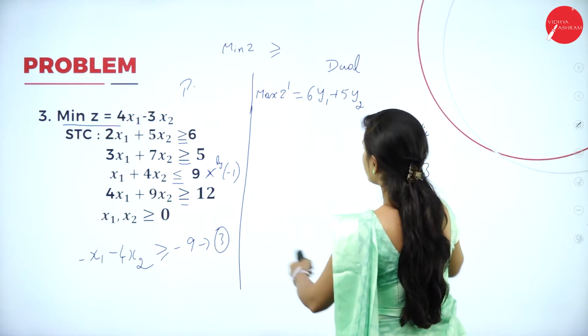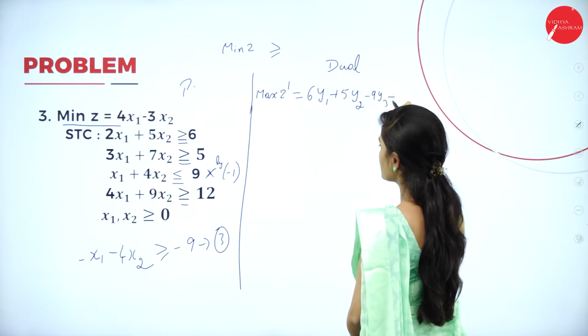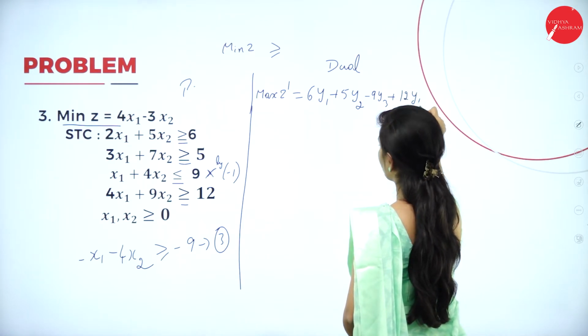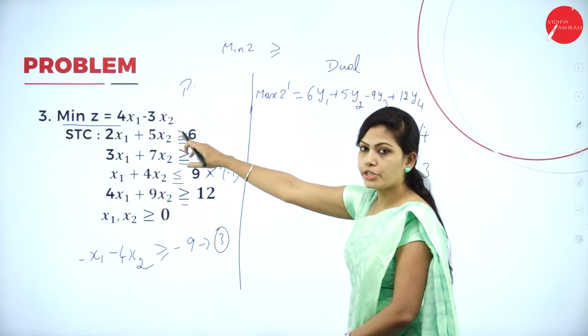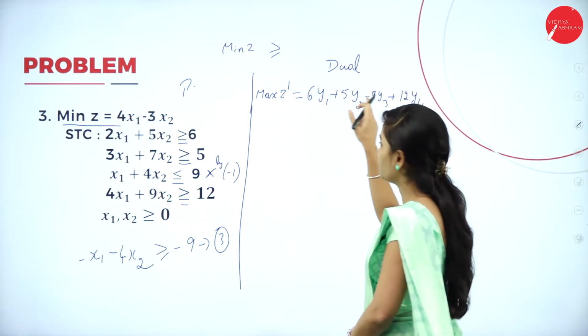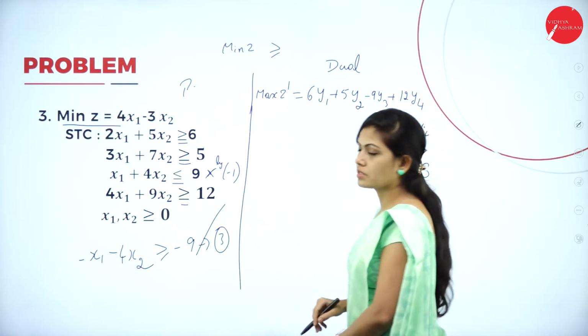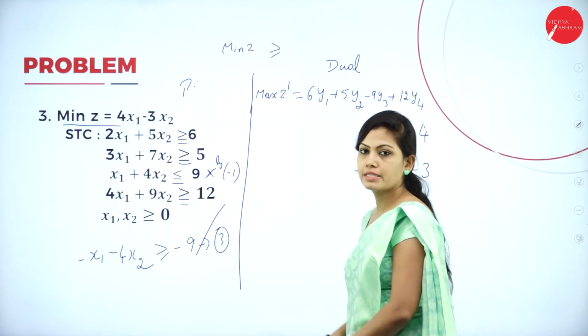The third constraint is minus 9 y3 plus 12 y4. So before, there were only 2 variables in the objective function. Now we have 4 variables: y1, y2, y3 and y4. You can consider this the third constraint.